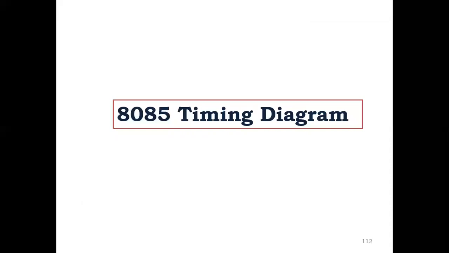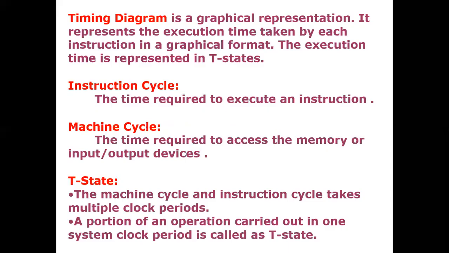8085 timing diagram. A timing diagram is a graphical representation. It represents the execution time taken by each instruction in a graphical format. The execution time is represented in T states. So here we need to know three cycles. The first is the instruction cycle, the time required to execute an instruction. For a particular instruction, the time required to execute it is called the instruction cycle.